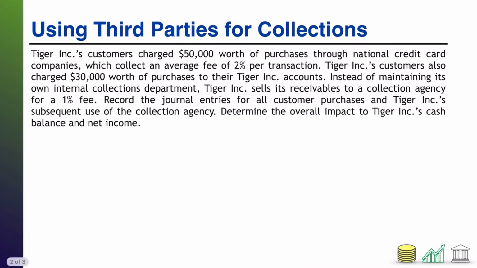So here we go, one problem. It's a little bit long, but there's a few different components going on. Tiger Inc.'s customers charged $50,000 worth of purchases through national credit card companies, which collect an average fee of 2% per transaction. Their customers also charged $30,000 worth of purchases to their Tiger Inc. accounts. However, instead of maintaining its own internal collections department, Tiger Inc. sells its receivables to a collection agency for a 1% fee. So, two different ways of involving third parties in the collection of your basically sales revenue.